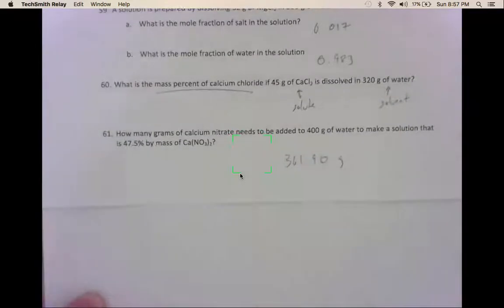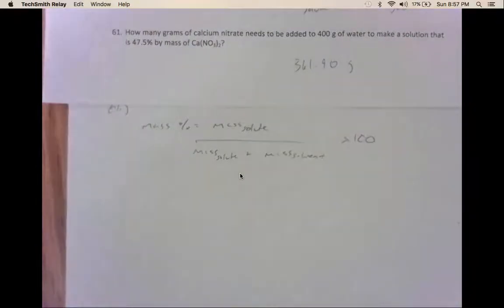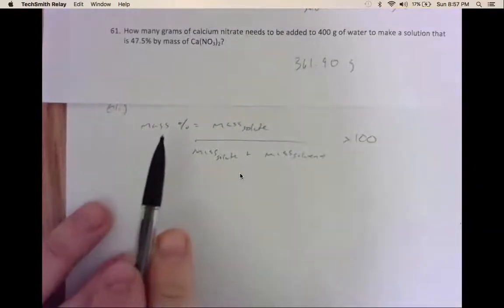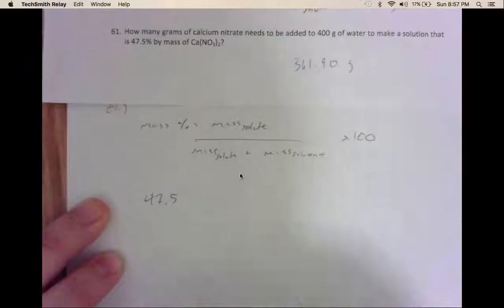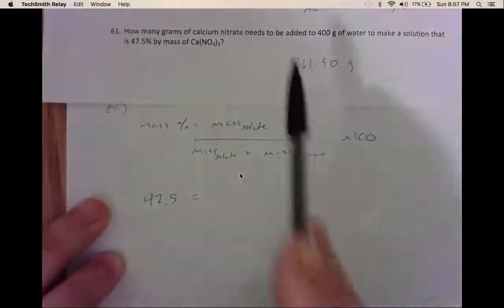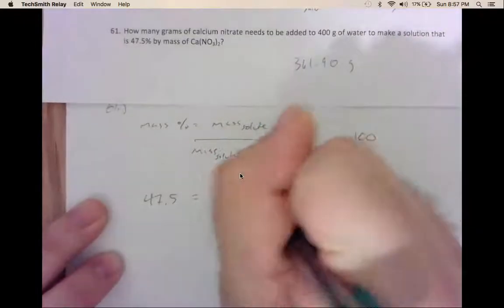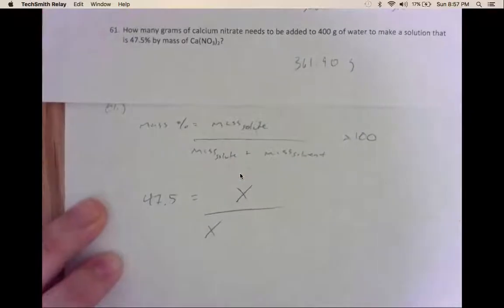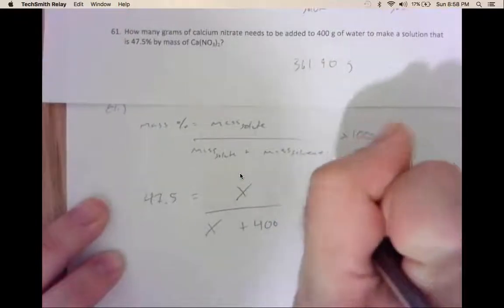The next question, 61, is also a mass percent formula. 61 is asking us how many grams of calcium nitrate needs to be added to 400 grams of water to make the solution 47.5% mass by calcium nitrate. So what we need to do is we plug in the 47.5 where it's the mass percent. We need to solve for the mass of the solute, mass of calcium nitrate. So instead of writing mass of the solute, this is where I will write an X. And then it tells us the mass of water, which is 400. So we add it to 400. All of that is multiplied by 100.